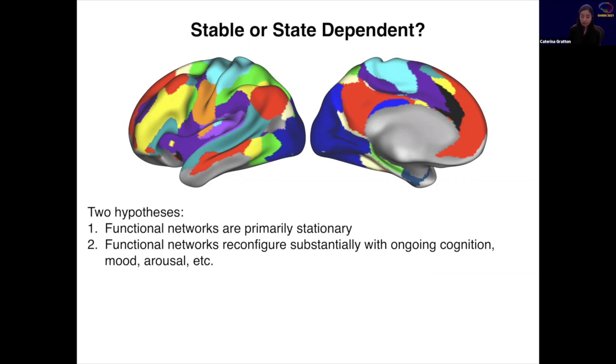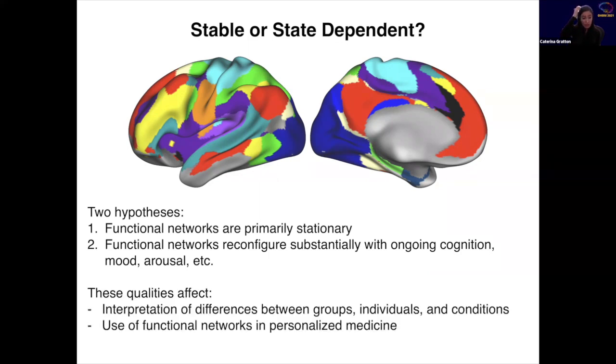As it may sound, these qualities can have important impacts, both on our interpretation of differences that we see between groups or individuals or conditions, suggesting whether or not they're more likely to be driven by ongoing cognitive state or more stable factors. And also for our ability to use these functional networks in various different settings. For example, in personalized medicine settings where we might want biomarkers that show relative stability over time and not be affected by, say, the mannerisms of a technician or whether someone ate breakfast or not.